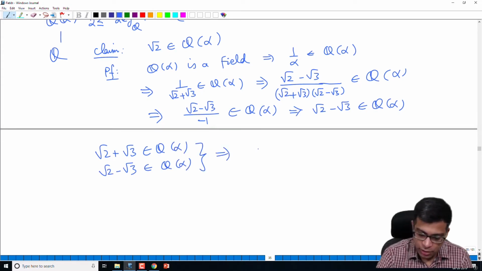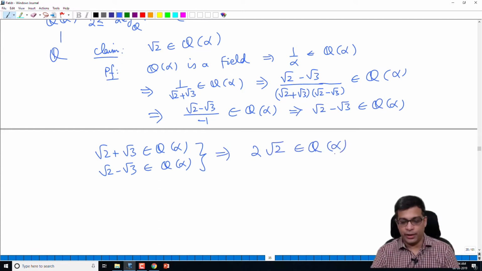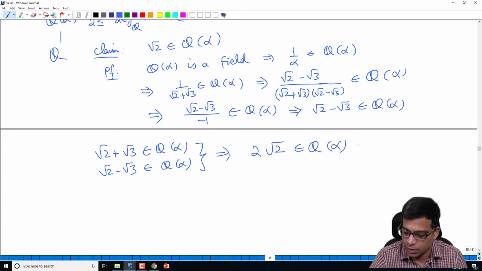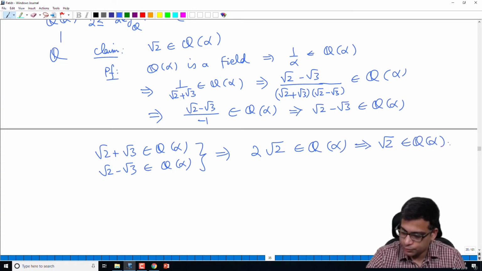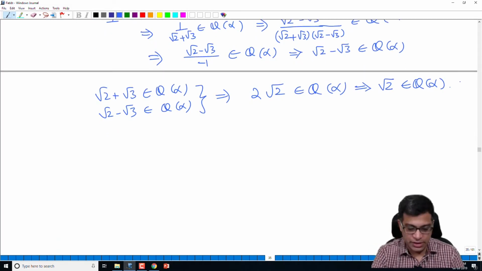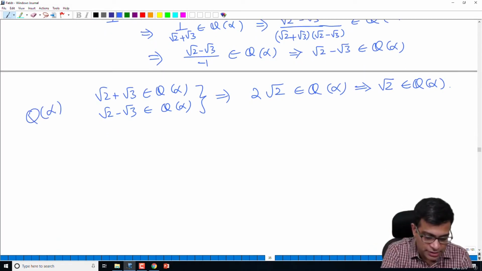Together these two imply their sum is in Q alpha because Q alpha is a field. Two elements are there means their sum is there. Again, using the fact that Q alpha is a field, we can divide by 2. That means root 2 is in Q alpha. Very good. So root 2 is there. So our field extension now has this shape. Q alpha, Q root 2, Q.